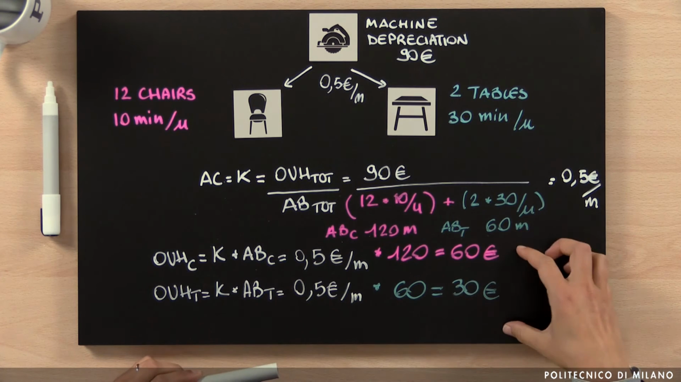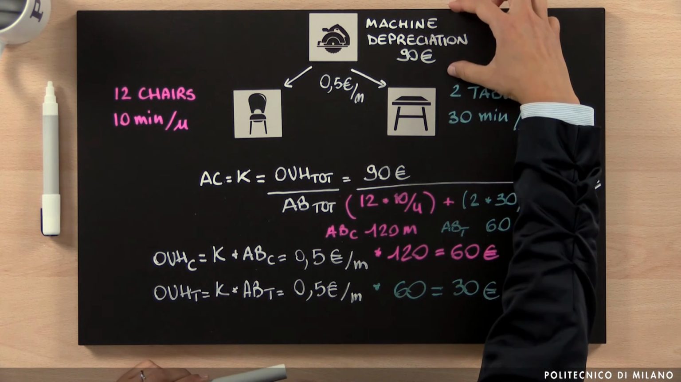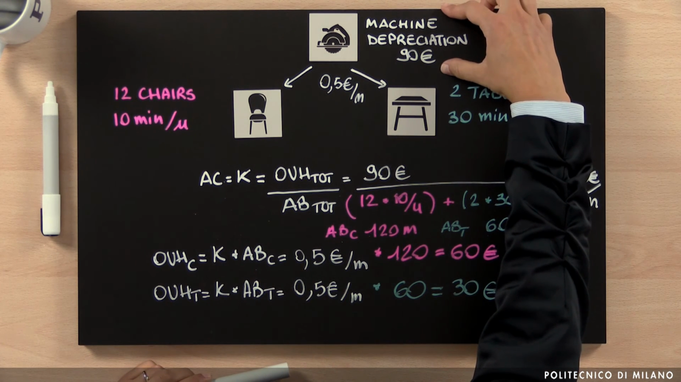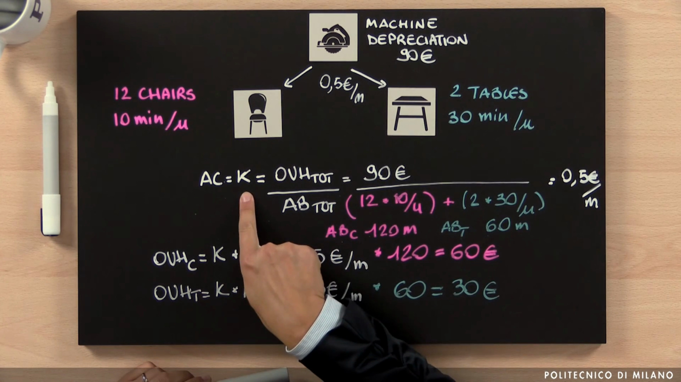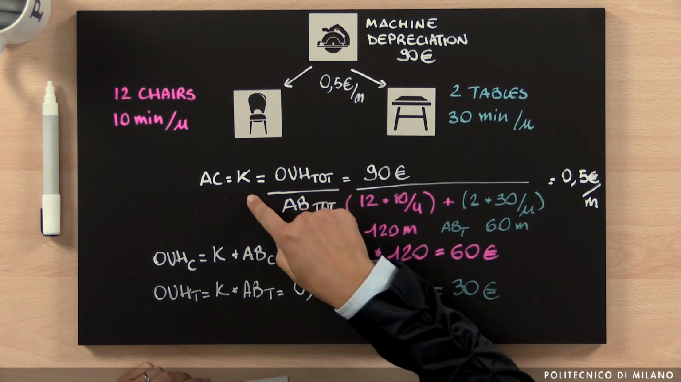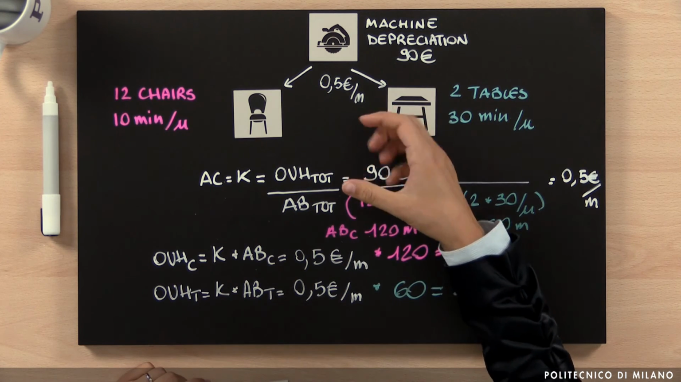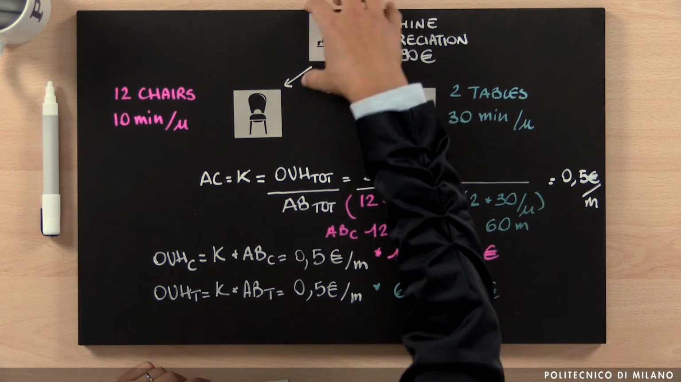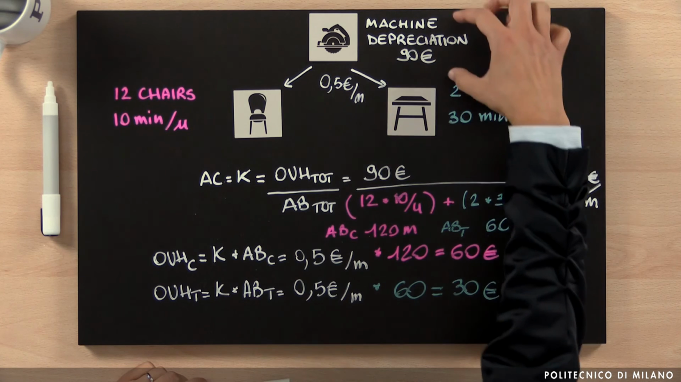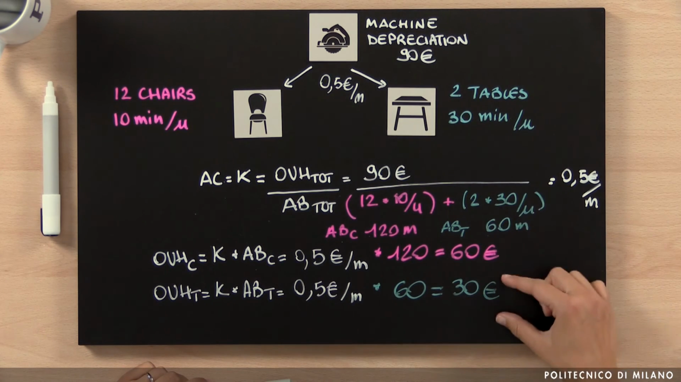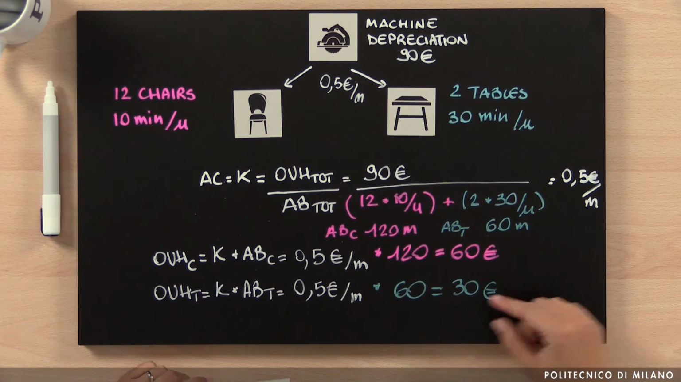So if we look at the final result, given the value of the overhead of the machine depreciation, by using an allocation coefficient, which is that ratio that explains the relationship in a proportional way between the usage of the resource and the final output, we can assign the value of our overheads to the two different products, which are the chairs and the table. So let's go back to the general rule.